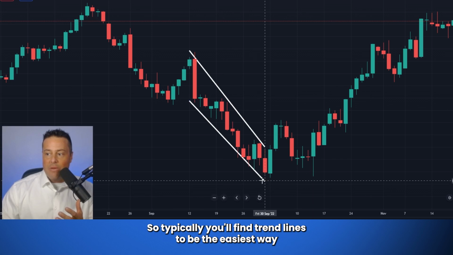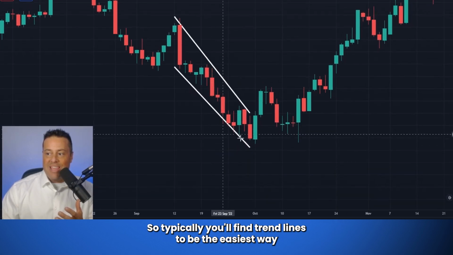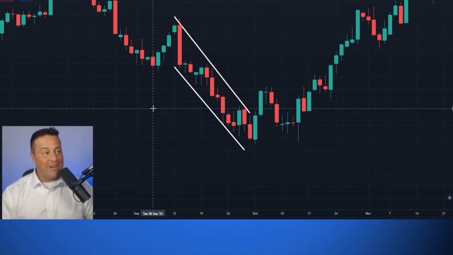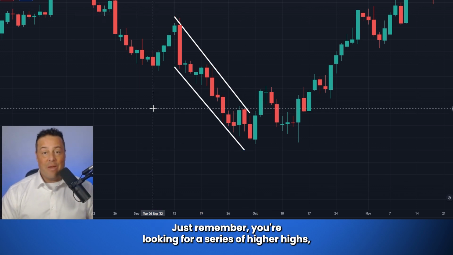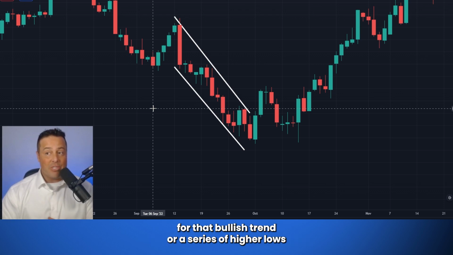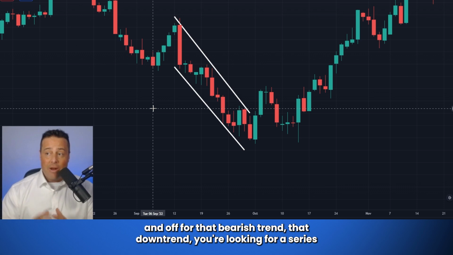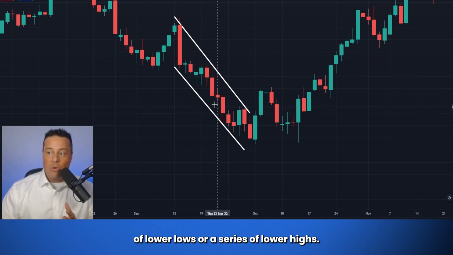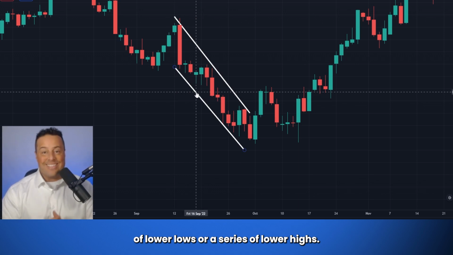So typically you'll find trend lines to be the easiest way to identify a prevailing bullish and or bearish trend. They're easy to draw. Just remember, you're looking for a series of higher highs or a series of higher lows for that bullish trend. And for that bearish trend, that downtrend, you're looking for a series of lower lows or a series of lower highs.